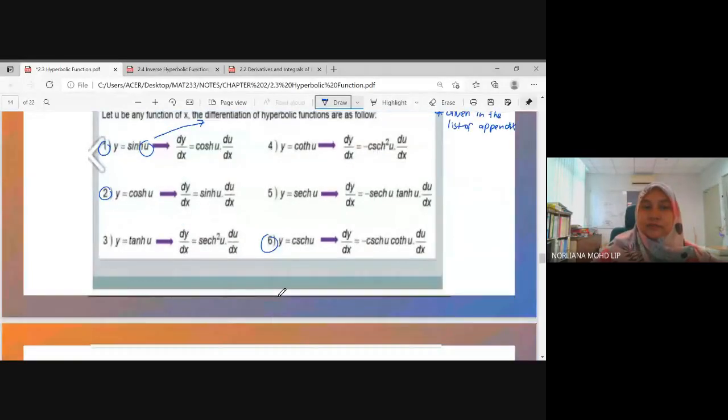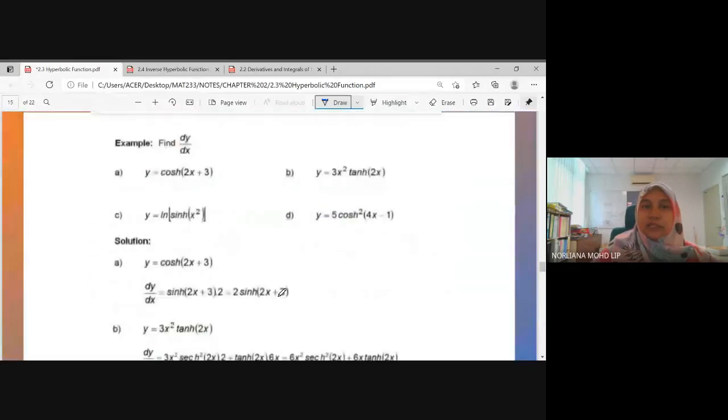Okay, look at example. Find dy over dx for this: hyperbolic cos 2x plus 3. Okay, so just now we let u. Let u equal to 2x plus 3. We let this function u. U is any differentiable function. So we differentiate u with respect to x, du over dx, so equal to 2.